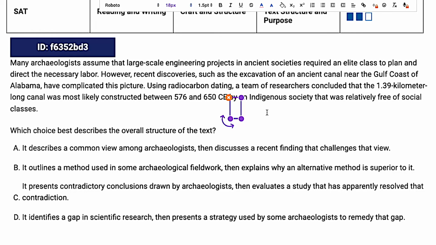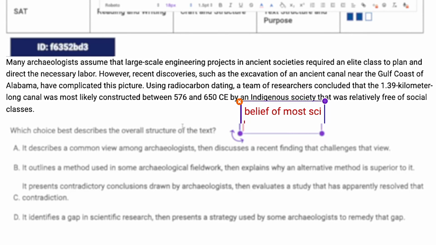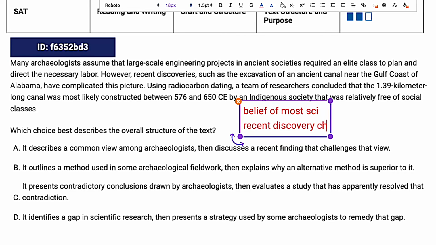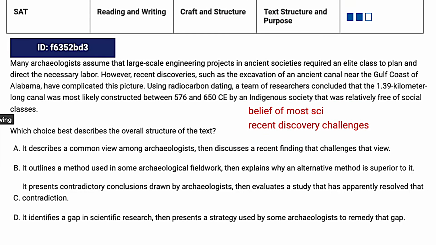And I'm getting belief of most scientists. However, recent discoveries such as this have complicated this picture. Using radiocarbon dating, a team concluded that the Long Canal was most likely... Okay, so I don't care about the details here because what I'm seeing is two sections. There's a belief, and then we get a recent discovery that challenges that belief, basically. Those are the two sections that I'm noticing. All right, let's see if that works.